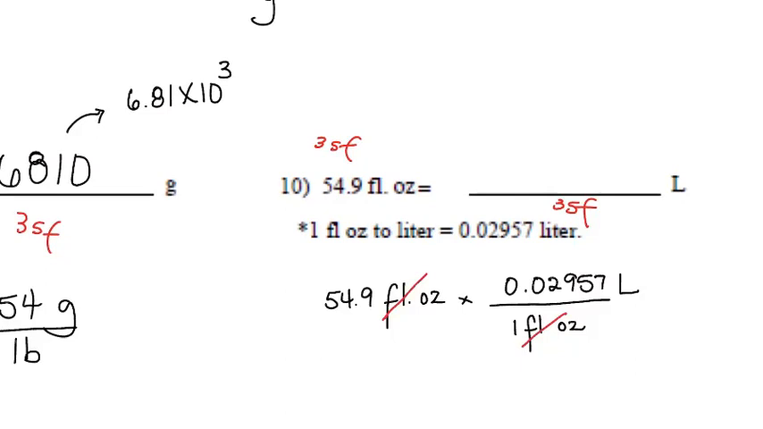Anyone? That's what I also got. 1.62. Any questions about conversions? So you got 1.62 because you're cutting it off at 3 sig figs. Correct. But initially the answer is like 1.623393. Correct. Right? Okay.